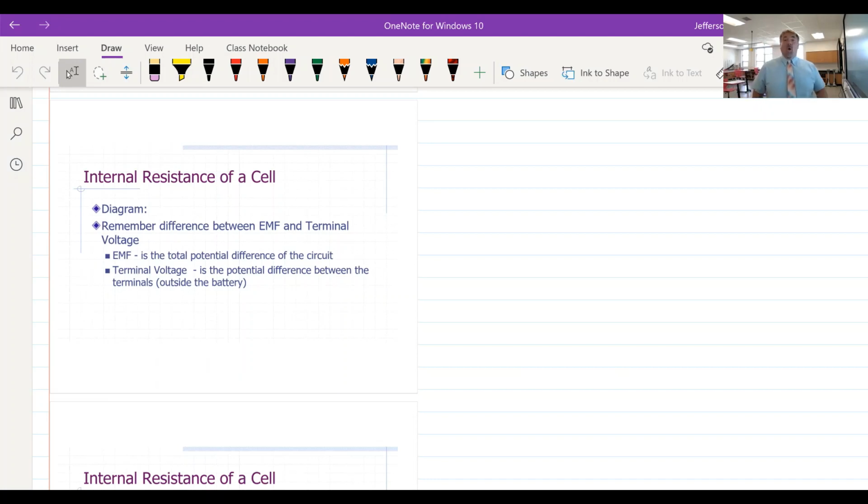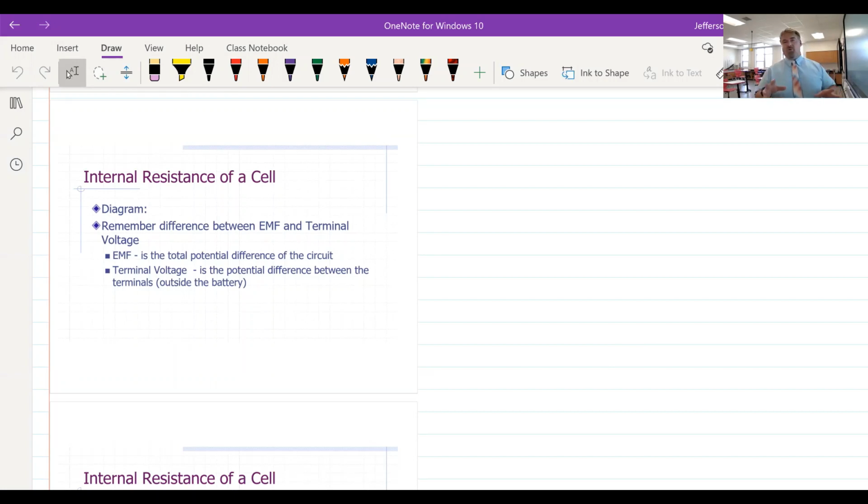Welcome back. We're going to continue our investigation of Chapter 20 by now looking at the other type of connection that we're going to deal with called parallel. Today we did a bunch of sample problems based on series connections. We're going to look at the other side called parallel. But before we do that, we want to go back and re-look at the difference between EMF and terminal voltage.